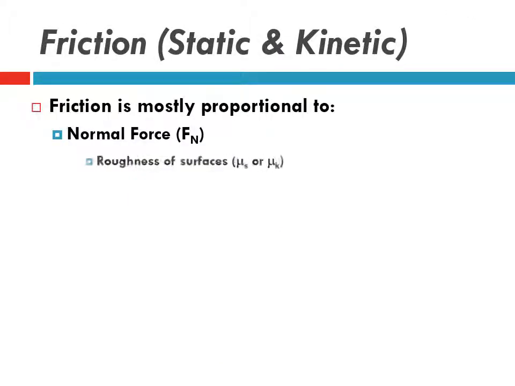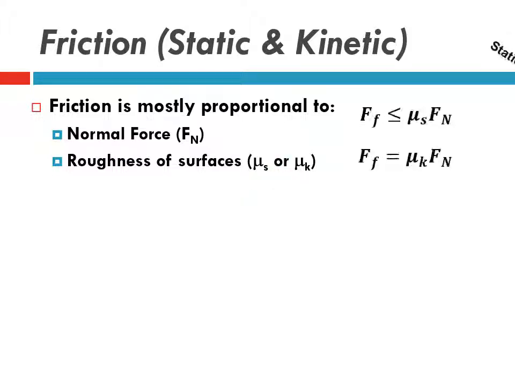So what contributes to the amount of friction between two surfaces? Well, friction is proportional to the amount of normal force that's being applied and the roughness of the surfaces, which is called the coefficients of friction. Now, the mu sub s and the mu sub k have to do with static friction and kinetic friction. Static friction is when an object is not sliding. Now, friction will be applied that will balance in order to prevent something from sliding.